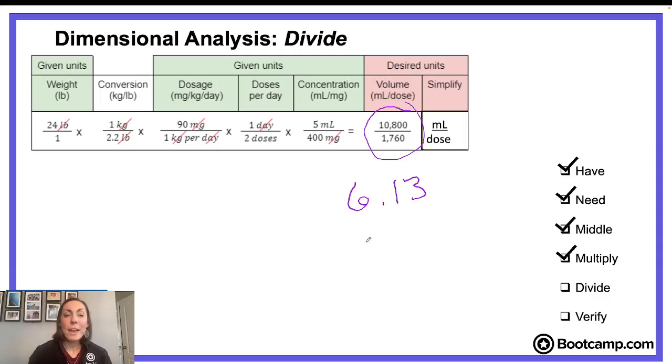6.13, right? Okay, but remember we have to round here. And it said to use 1 decimal place. So you're going to take that first decimal place, the tenths place, you're going to look over to the right. And if the number is 5 or above, we're going to round up. But here we're less than 5, so we're going to drop that 3 off and we're left with 6.1 milliliters.